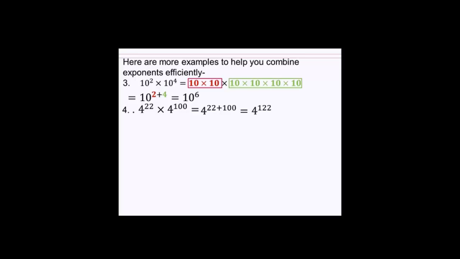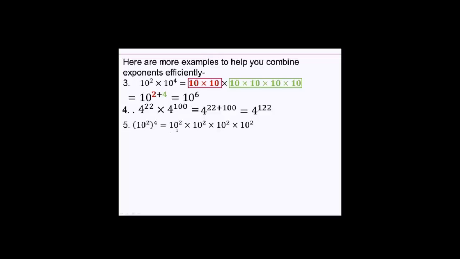All right, so most of you got that it's going to become 4 to the power 122. And that's because you're going to have 22 fours and 100 fours, and then multiplying together will give you 122 fours. So base is 4 and the power is 122. How about this? Again, you have to resort back on your definition. 10 squared to the power 4. 4 is the exponent, 10 squared is the base.